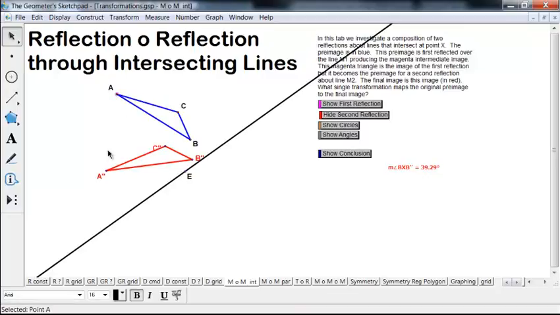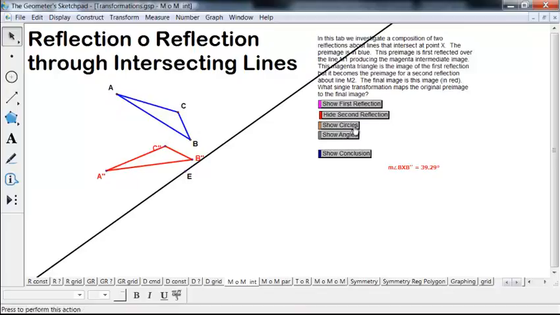Well, let's see here. If we were to connect up preimage to image points on the final here, well, clearly these are not the same length, so it's not a translation. They would have to be the same length and parallel for it to be a translation. They'd have to be parallel to each other to be a reflection. Could it be a rotation, maybe?